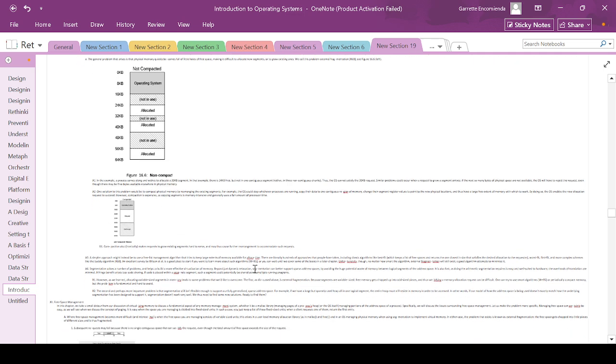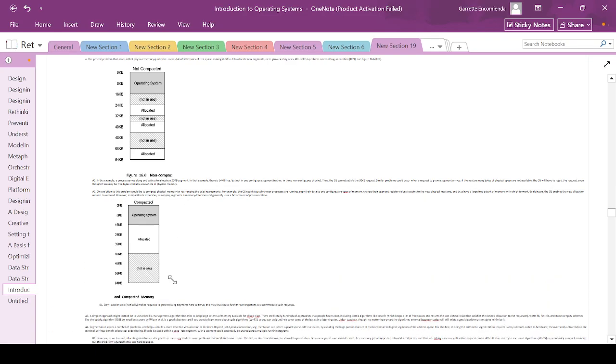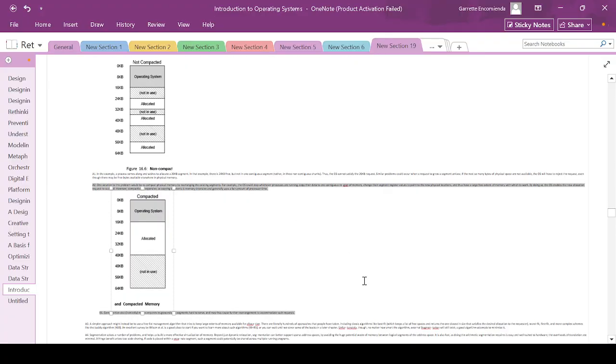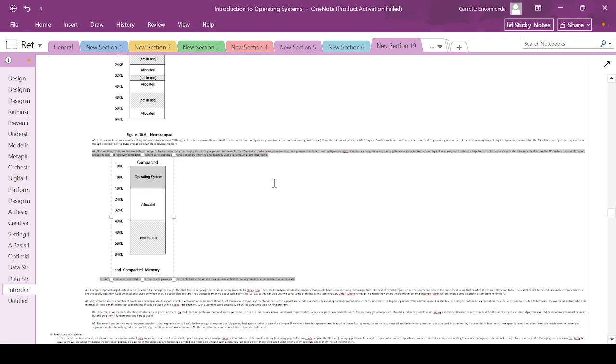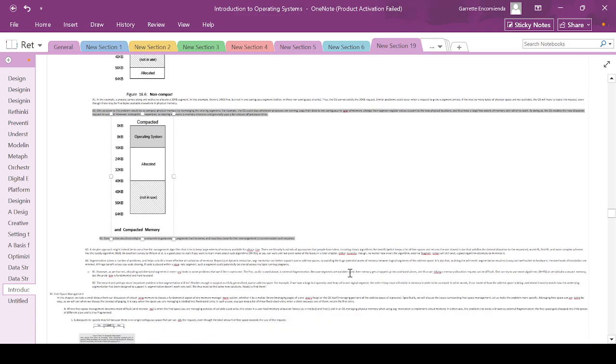So one solution to this problem would be to compact physical memory by rearranging the existing segments. For example, the OS could stop whichever processes are running, copy the data to one contiguous region of memory, change their segment register values to point to the new physical location.